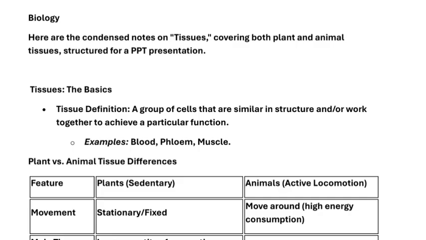Tissues, the basics. Tissue definition: a group of cells that are similar in structure and/or work together to achieve a particular function. Examples: blood, phloem, muscle.